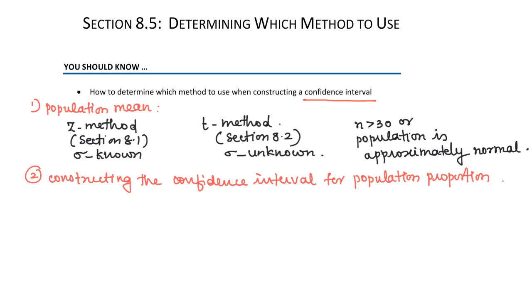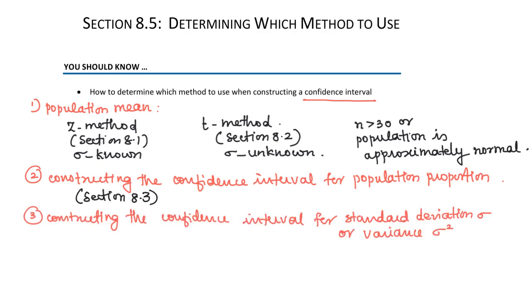Constructing the confidence interval for the population proportion, use the method described in section 8.3. To construct the confidence interval for standard deviation sigma or variance sigma square, use the method described in section 8.4. This was based on the chi-square distribution.